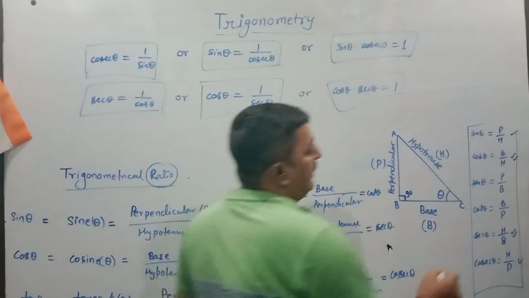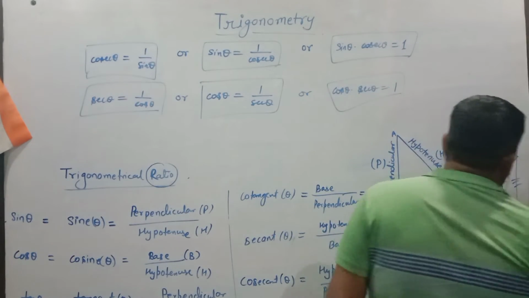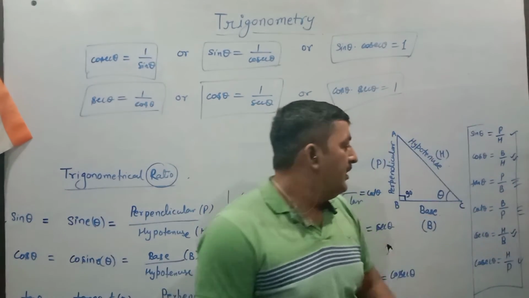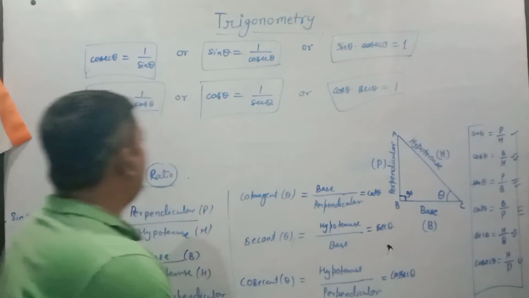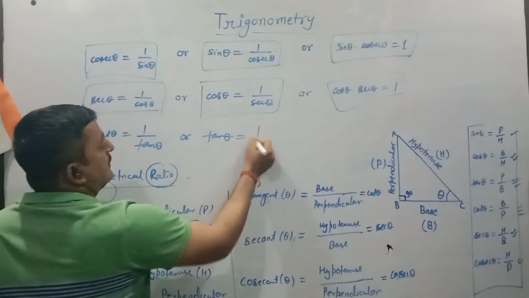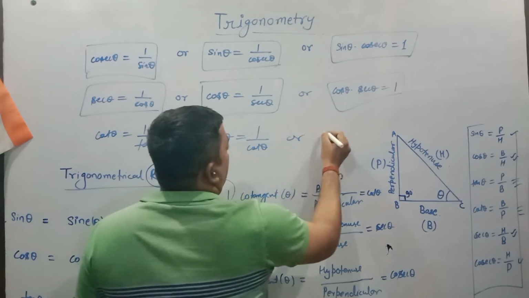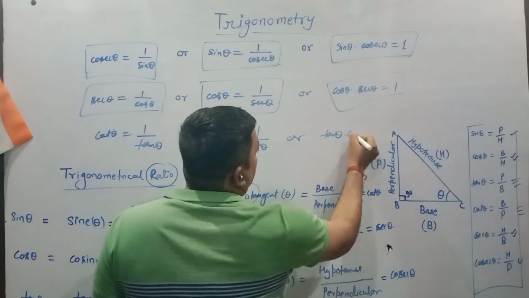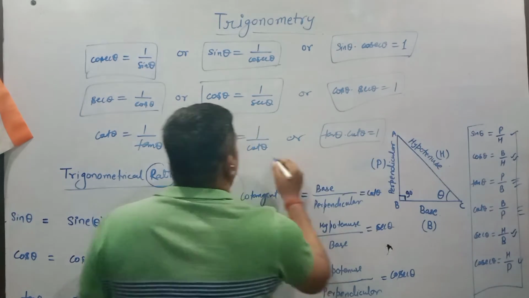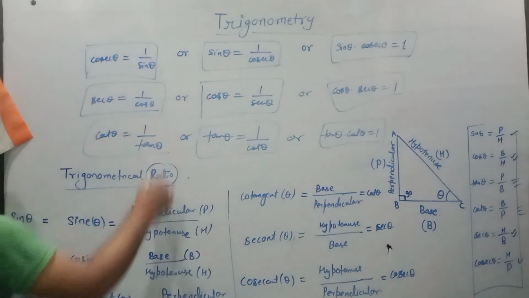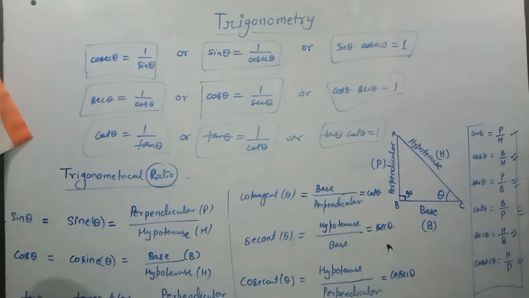Again, in the case of tan and cot, tan theta is equal to P by B, and cot theta is equal to B by P. So we can say that cot theta is equal to 1 by tan theta, or tan theta is equal to 1 by cot theta, or tan theta into cot theta is equal to 1. As per the question, we can use all of these relations, students.